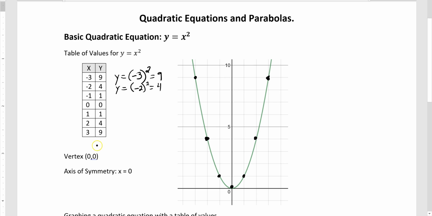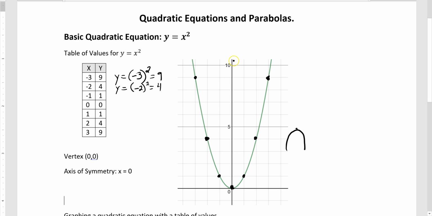Two things to notice are these vocabulary terms: vertex. A vertex is the bottom of the parabola, or if the parabola were the other way, it would be the top of the parabola. The vertex here is the ordered pair 0, 0 because it passes through the origin right there at 0, 0.